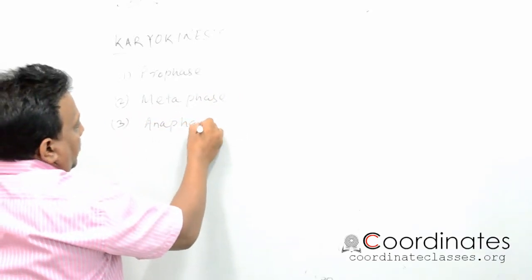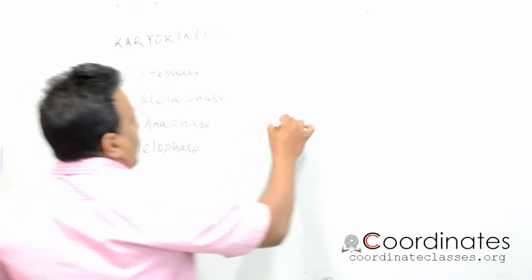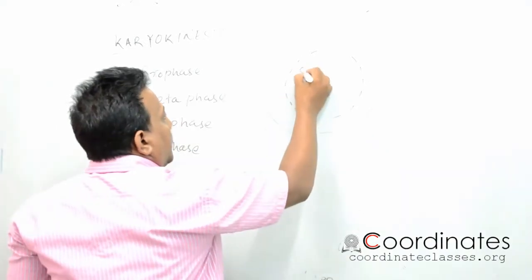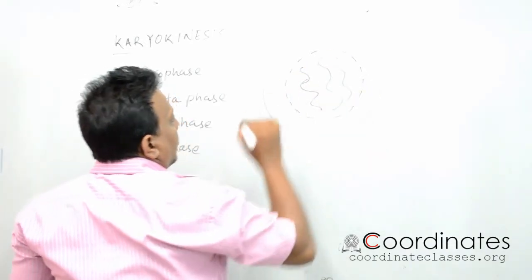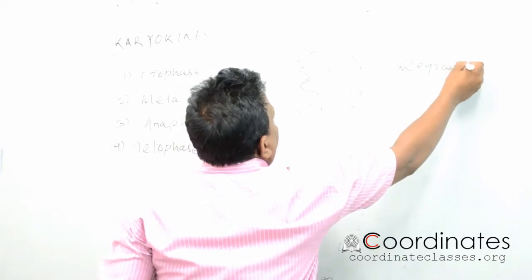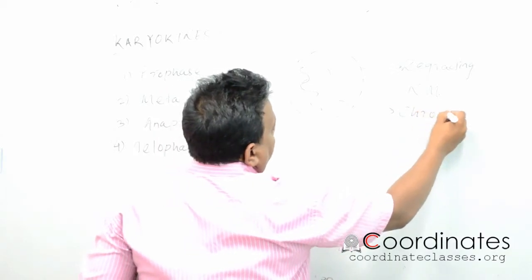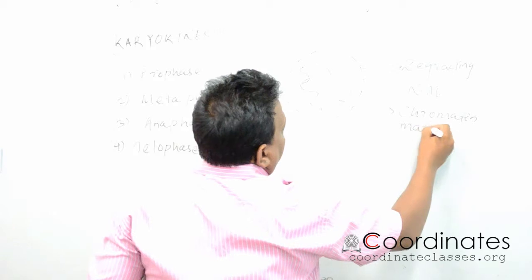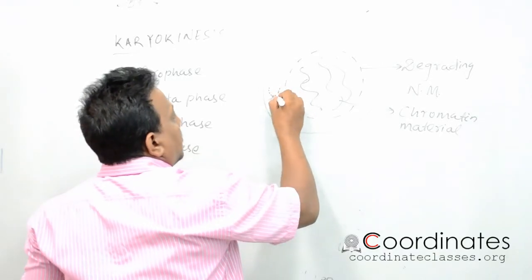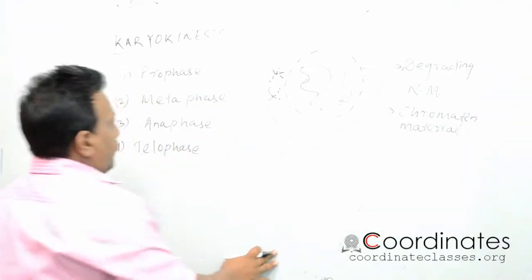Then what are the major events of these? Now in prophase, a cell loses its nuclear membrane, chromatin material condenses, it forms chromosomes. This one is the degrading nuclear membrane. This one is the chromatin material. Now the centrosome divides to form two and they start migrating towards opposite poles. These are the major events of prophase.